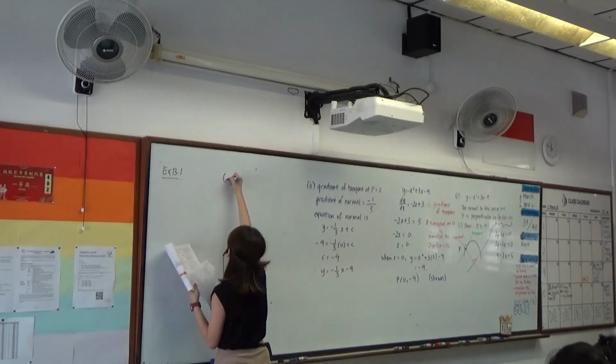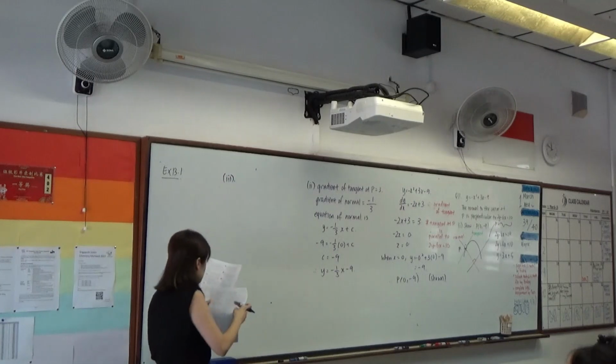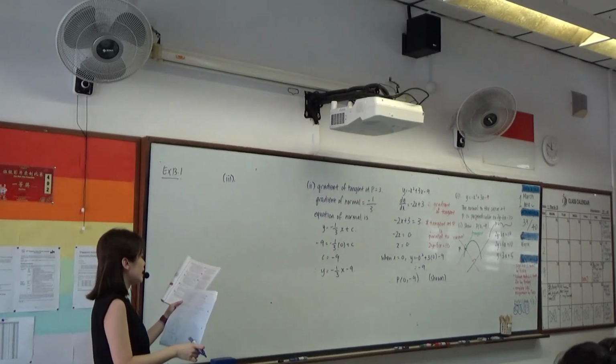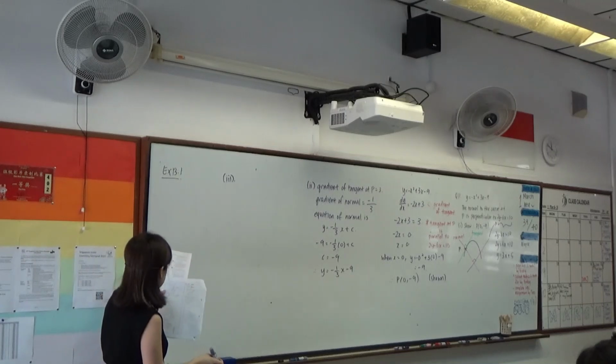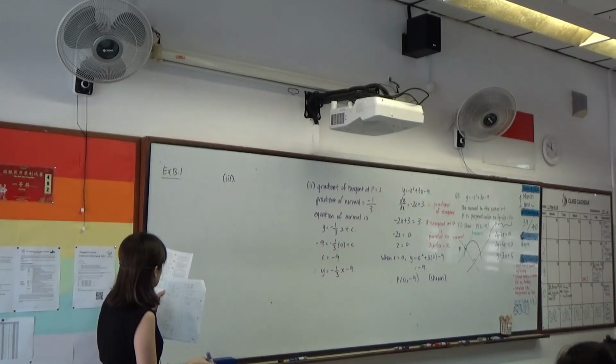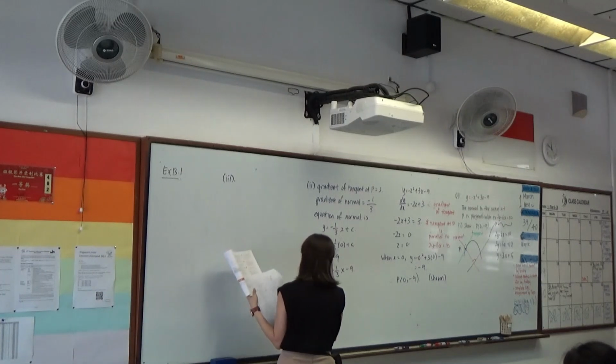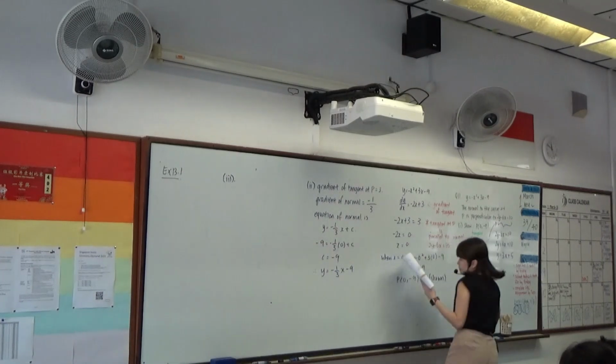Okay, and then for part 3, we want to find the coordinates of point Q, where the tangent to the curve at Q is parallel to the normal in part 2. That's a lot to think about.